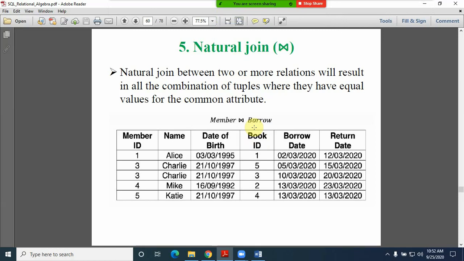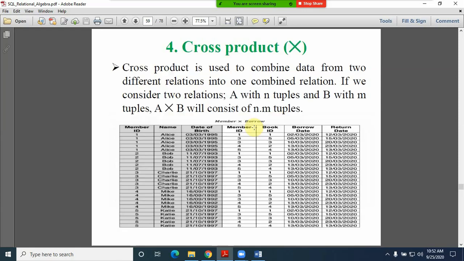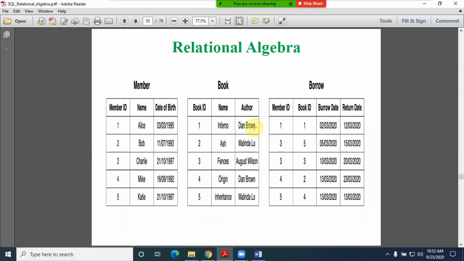I'll give you that. A natural join between two or more relations will result in all the combinations of the tuples where they have equal values for the common attribute. So if you are referencing the member ID, name, date of birth, book ID, borrow date and return date. Now at the moment you observe the combination of member and borrow. Member contains the member ID, name and date of birth. The borrow table also contains the member ID, book ID, borrow date and return date.